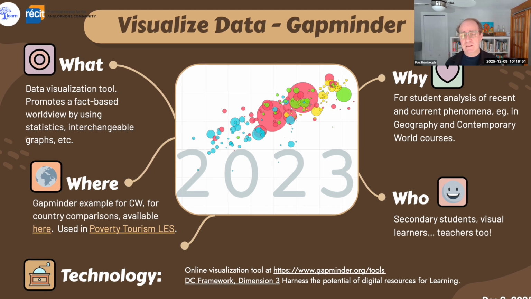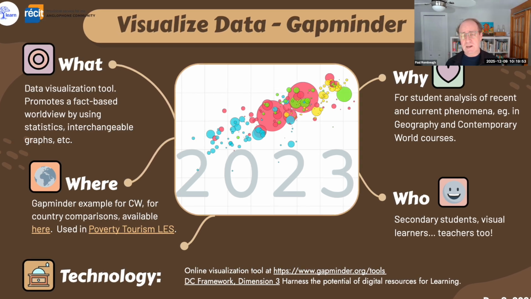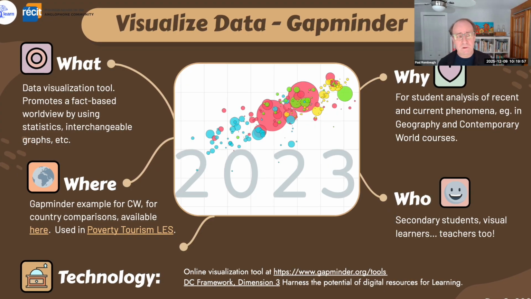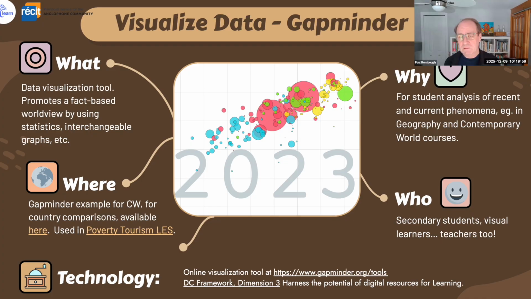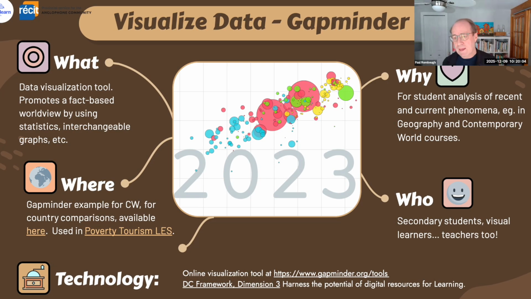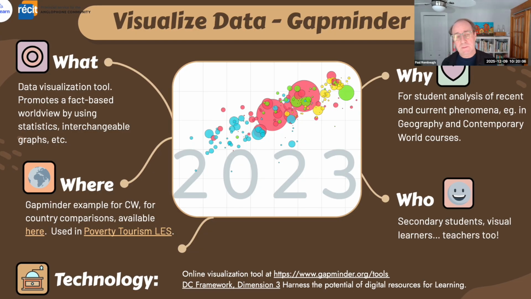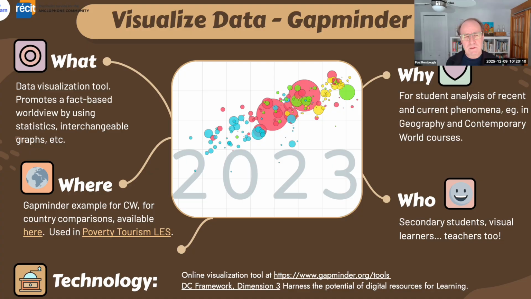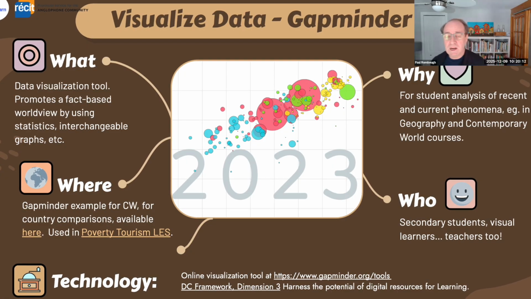Why? For student analysis. Students can use it to analyze recent and current phenomena. Obviously, the graphs only go back so far, but they go back pretty far depending on which data you're working with. And I put it in geography and contemporary world courses. I think it could be used in other courses, but those are the easiest ones I could imagine using it in, and I have used it.